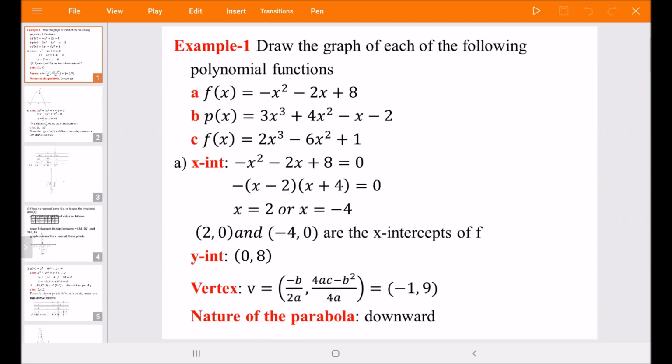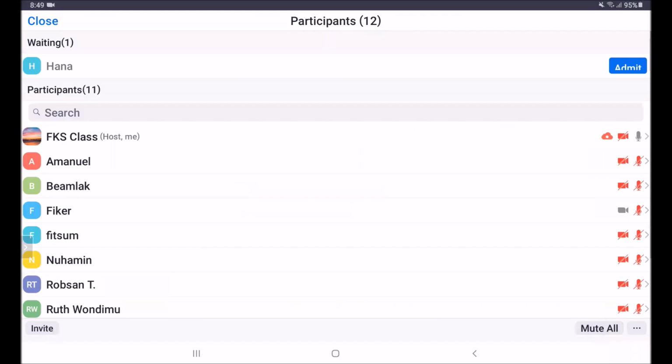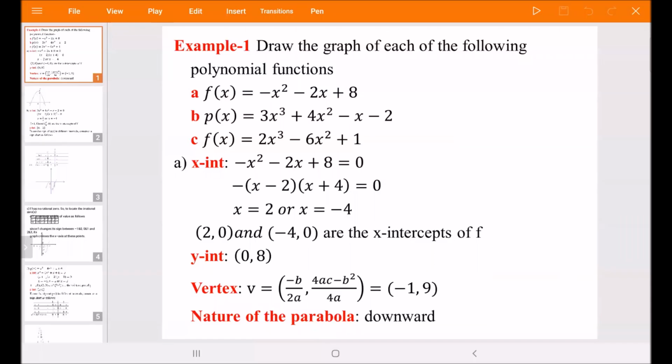So f of x is equal to 0 in this case is minus x squared minus 2x plus 8 is equal to 0. You can choose between the general quadratic formula or the factorization method to find if there are any zeros for this polynomial f of x. Now, if you try to solve this with the factorization method, you need to find 2 integers. Their product is minus 8 and their sum is minus 2.